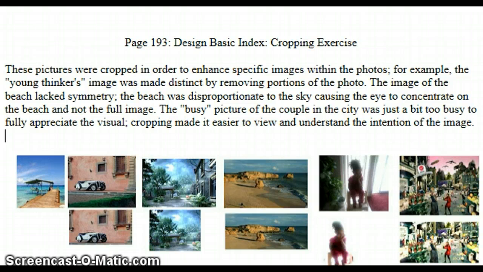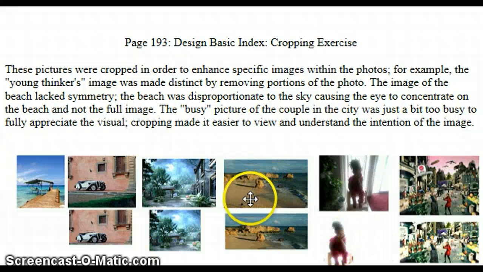This first page is page 193, Design Basic Index, and it's a cropping exercise that we all had to do. These pictures were cropped in order to enhance specific images within the photos. For example, the young thinker's image, which is my adopted daughter, was made distinct by removing portions of the photo. Check out the plant and the carpet and the blinds in the back. By deleting or cropping these elements, you have just the image of her sitting, looking like the thinker.